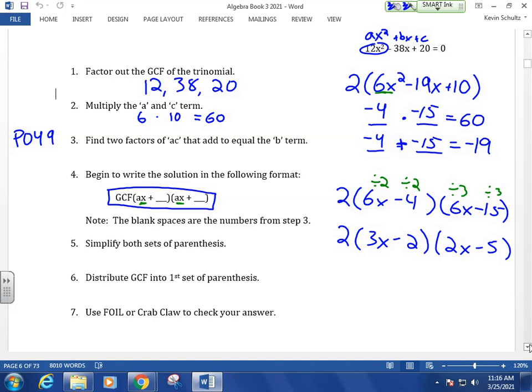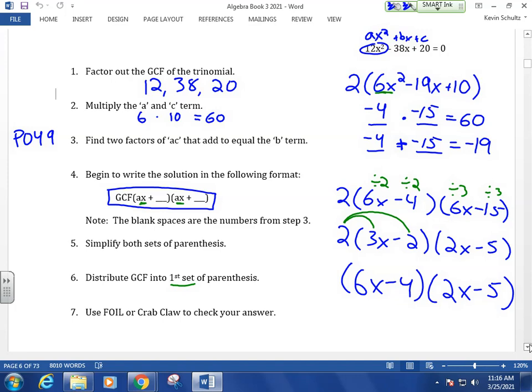Step 6 now, we go back to that greatest common factor, and we distribute that back in to only the first set of parentheses. So we're going to distribute the 2 back in, and that gives us 6x minus 4 times 2x minus 5. And if you're thinking, well, wait a minute, we had 6x minus 4 already. Why did we divide by 2 only to multiply by 2 again?